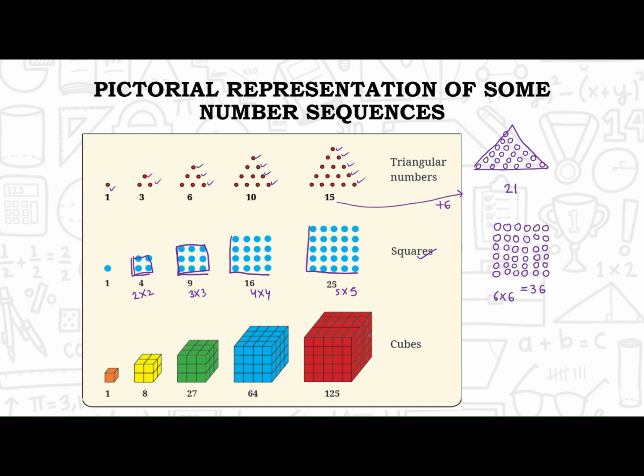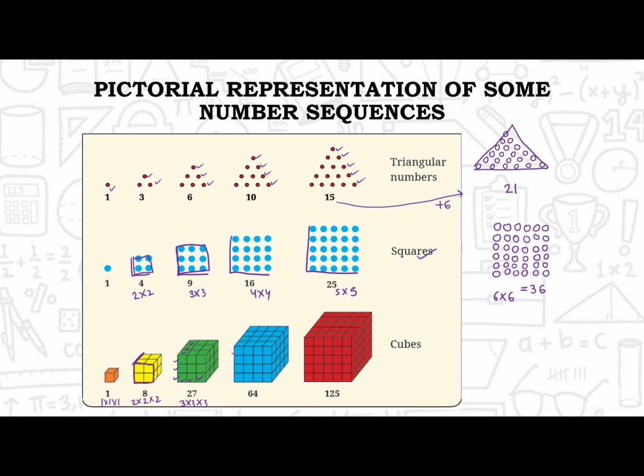And now cubes. For cubes, you will see carefully it's 1, then 8. That means the first is 1 into 1 into 1, and the second is 2 into 2 into 2. So here we are repeating this 2 into 2, which is a square. But one more time we have 2 because we are extending it this way also. So here it's 1 into 2 into 3, repeated, so 3 into 3 into 3.